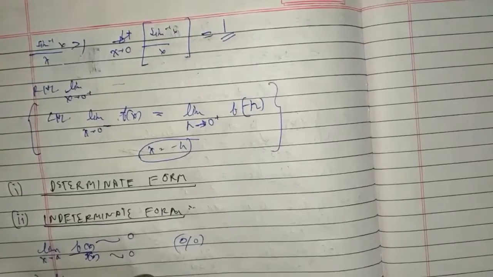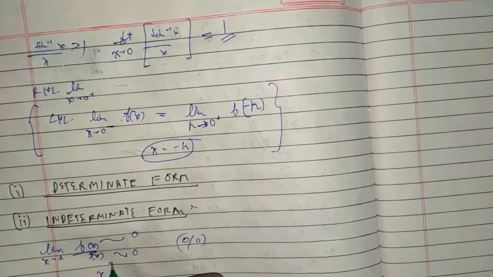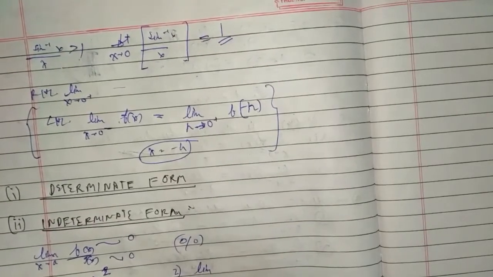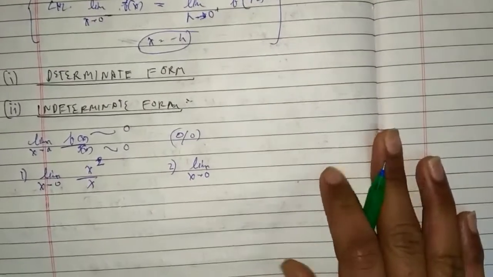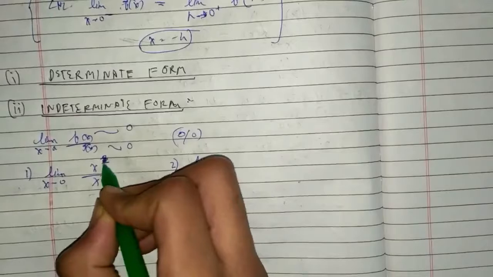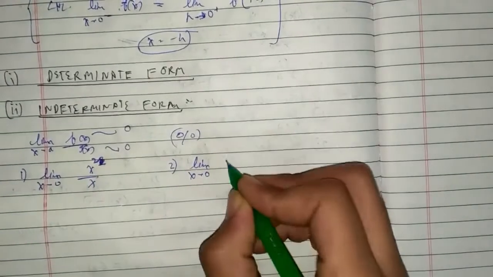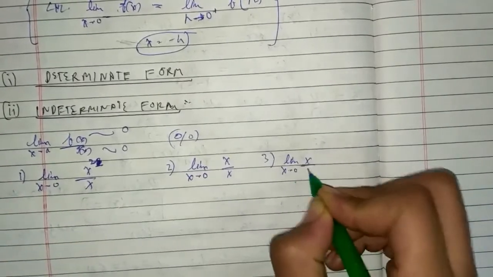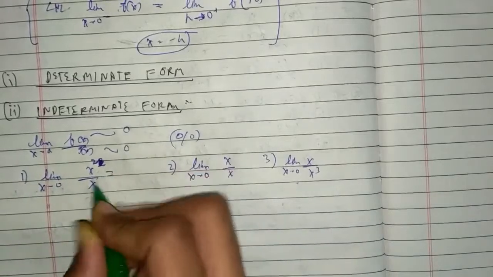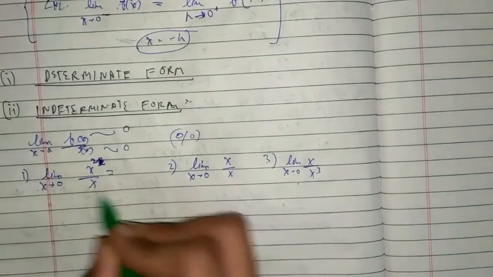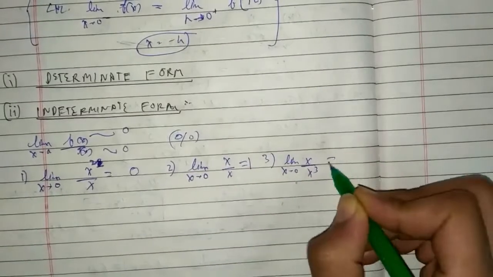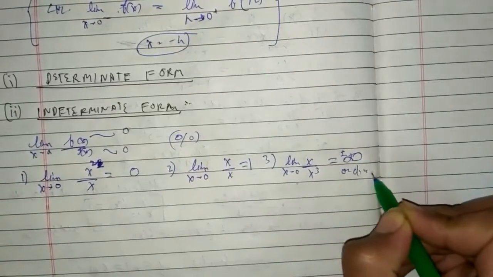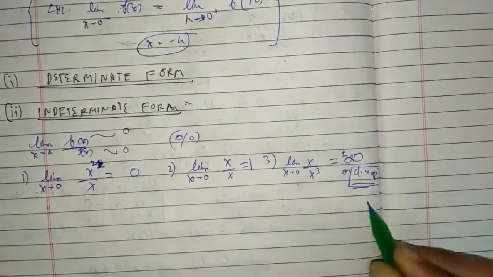First is limit x tends to 0, x square upon x. Second is limit x tends to 0, x upon x. Third is limit x tends to 0, x upon x cube. Clearly, the first would become x and its answer would be 0, the second's answer would be 1, and the third's answer would be plus minus infinity, or does not exist. We would preferably choose does not exist.